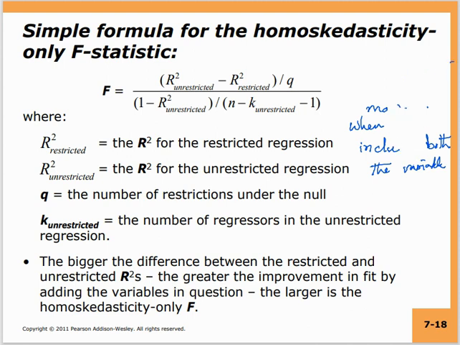So the bigger the difference between the restricted and the unrestricted R square, the greater is the improvement in fit by adding the variables in question, the larger is the homoscedasticity-only F statistic, and the larger is the probability that you will reject the null hypothesis.